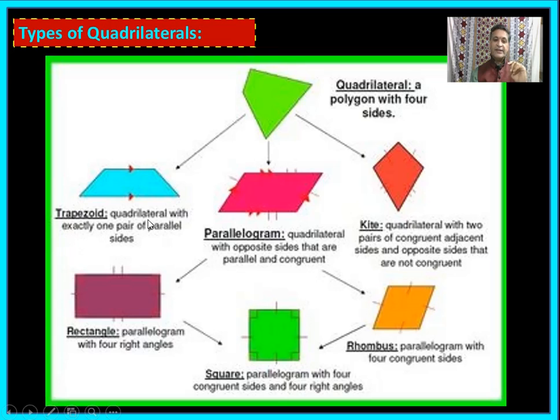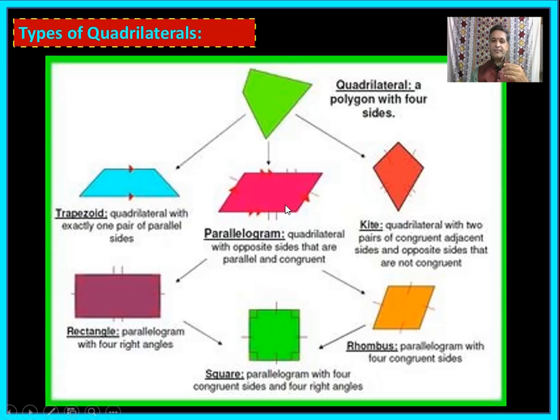A trapezium is a quadrilateral with exactly 1 pair of sides parallel. So these two are parallel, that's why we put an arrow mark here. These 2 sides are parallel, not equal. Parallel means the distance between 2 lines is always equal. These 2 sides are not parallel. So that is a trapezium.